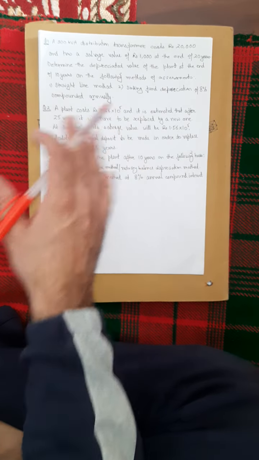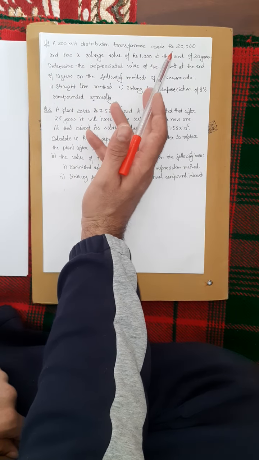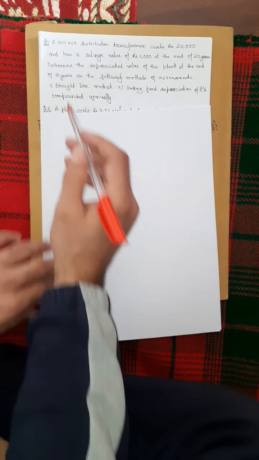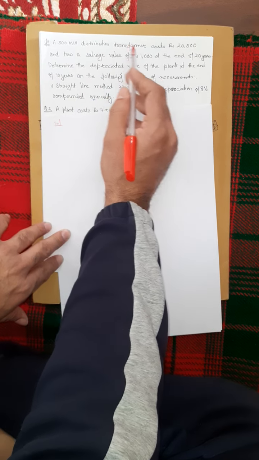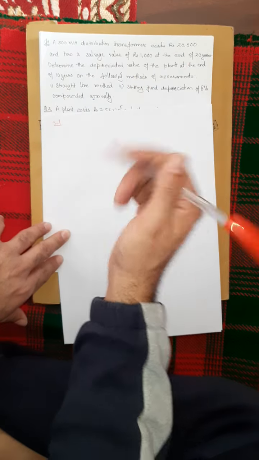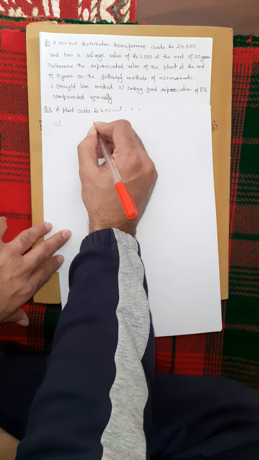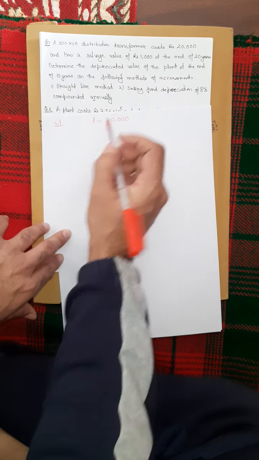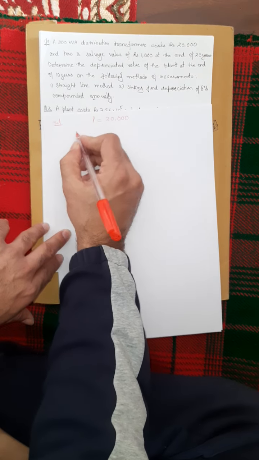Let me take a few blank pages as well. The problem says a 300 kVA distribution transformer costs rupees 20,000. What is the cost of the transformer? Solution: let me write the solution. The cost of a 300 kVA distribution transformer is rupees 20,000. It is the initial cost, so I will say the principal amount P is equal to 20,000 rupees, and it has a salvage value of 10,000.